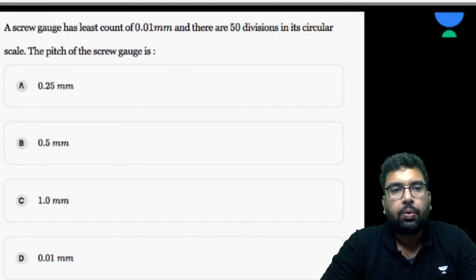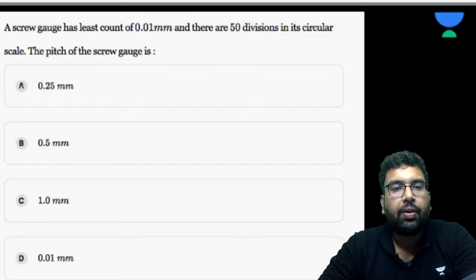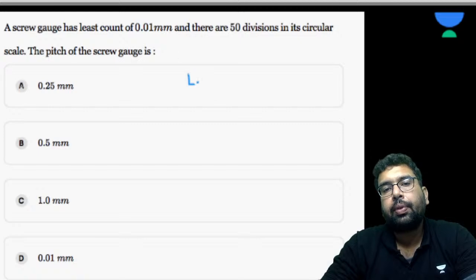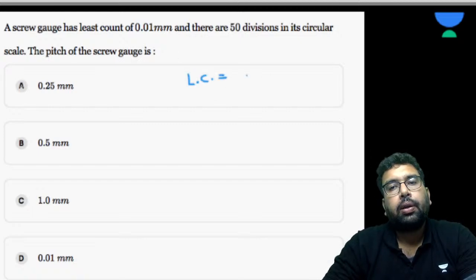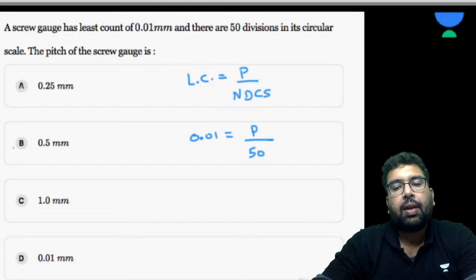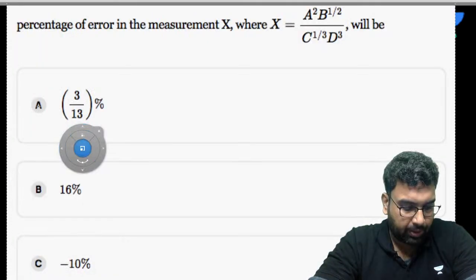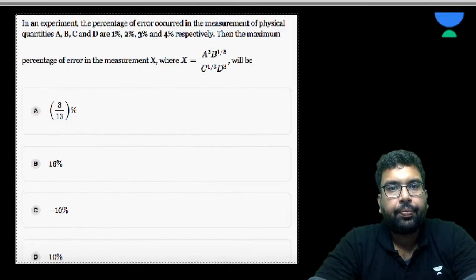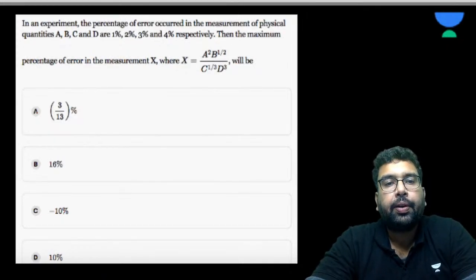So what is the least count of a screw gauge? We are very well aware that least count is pitch upon the number of divisions on the circular scale. So least count is given as 0.01, and with 50 divisions, the pitch is 0.5. Right? Okay. Let's try this one then.